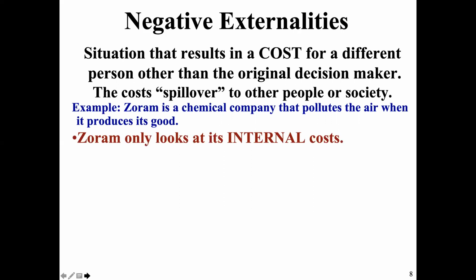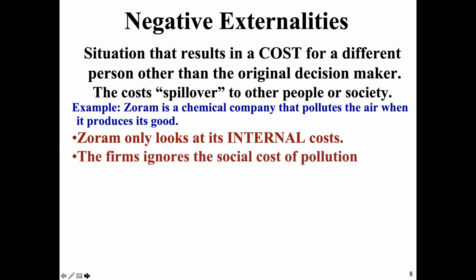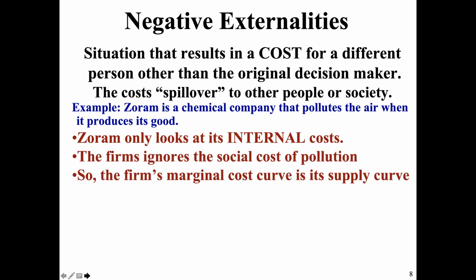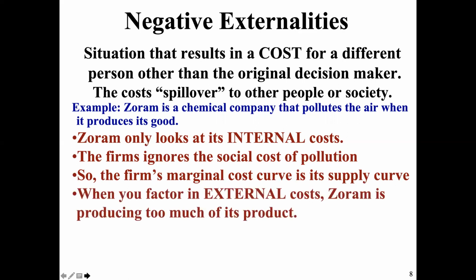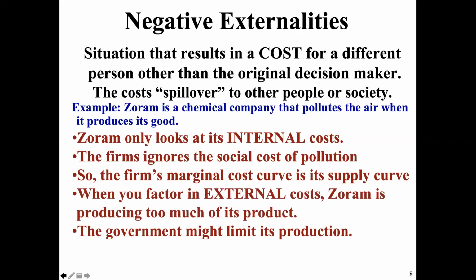If a chemical company is polluting the air, when they're analyzing their total cost, their fixed costs and their variable costs, they're only looking at their internal costs. So they're not going to account for pollution when they're figuring out their profit maximizing quantities. If they ignore those social costs, their supply curve is not going to include those external costs, and it's going to lead to overproduction. In the next graph we'll see that overproduction on the supply and demand graph for this chemical company, and how we can use the government to limit the production and incentivize companies to take into account the cost of their pollution.